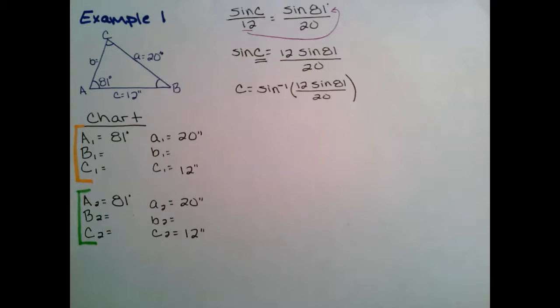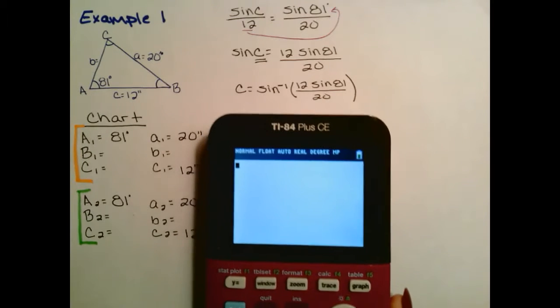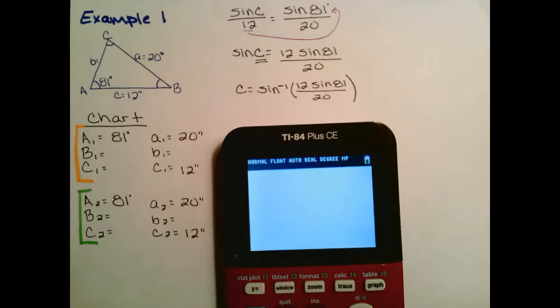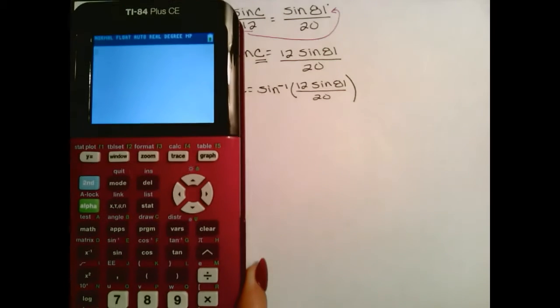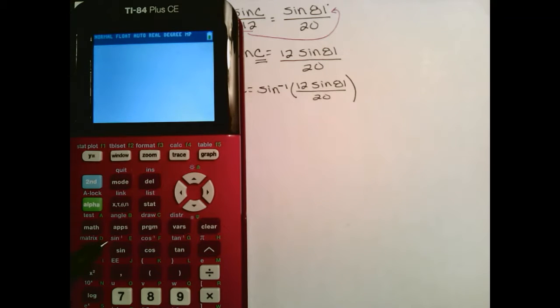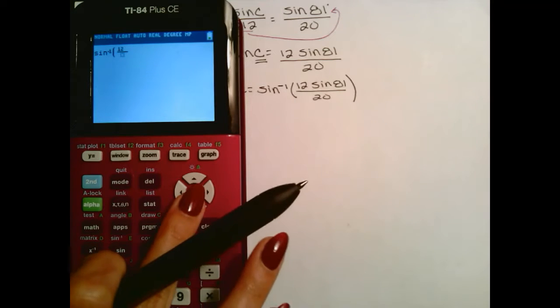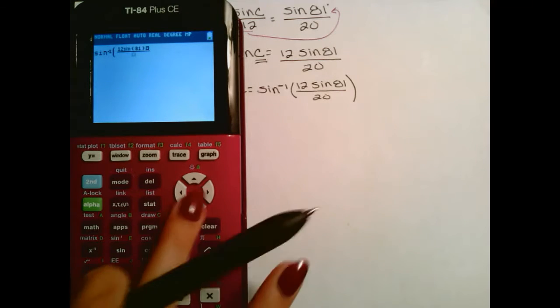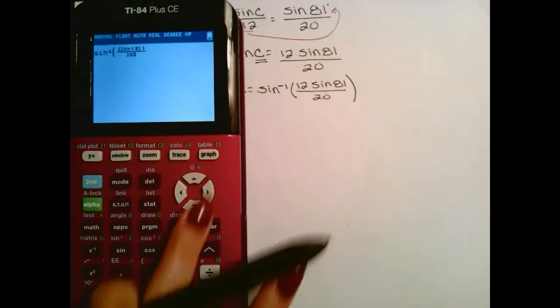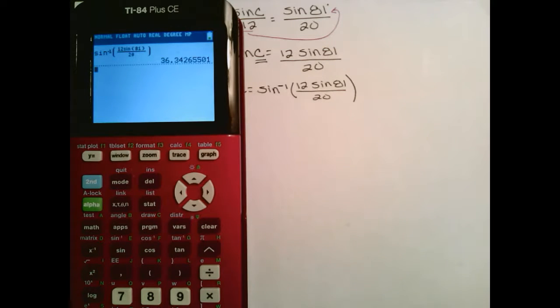So let's get our calculator out. Remember, we want to be on degree mode. And all I'm going to do is press inverse sine. A reminder that our inverse button is right up here in blue. So I'm going to press second sine. And now I want to put that fraction in. So my fraction button is alpha y equals n over d. Now I can type in that 12 times sine of 81 all over 20. And I can press enter.